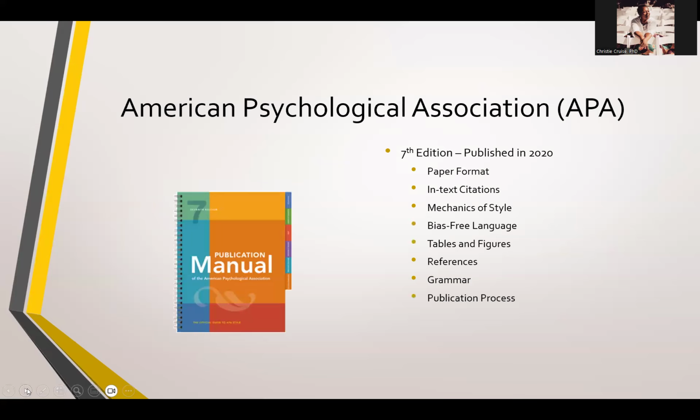Today, we're going to talk about APA, the American Psychological Association, since my background is in education, the social sciences, and most of my clients are as well. So our focus today is on the APA. Currently, APA is still using the seventh edition, which was published 4 years ago in 2020. The purpose of APA is to guide you with how to format your paper, how to do in-text citations, mechanics of style, how to use bias-free language, the proper way to format tables and figures, the proper way to create a reference list. It guides grammar and the overall publication process.